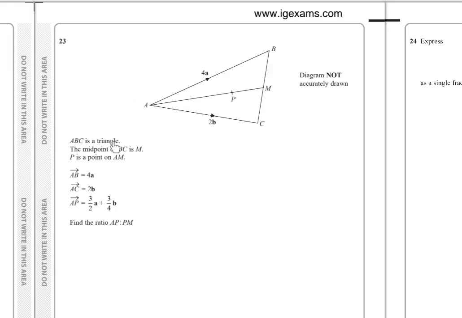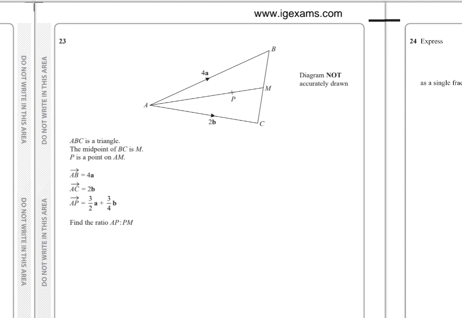23. ABC triangle. The midpoint of BC is M. AB is 4A. AC is 2B. AB is 3 over 2A plus 3 over 4B. Find the ratio between AB and BM. So AB is given to you. We need to find BM.